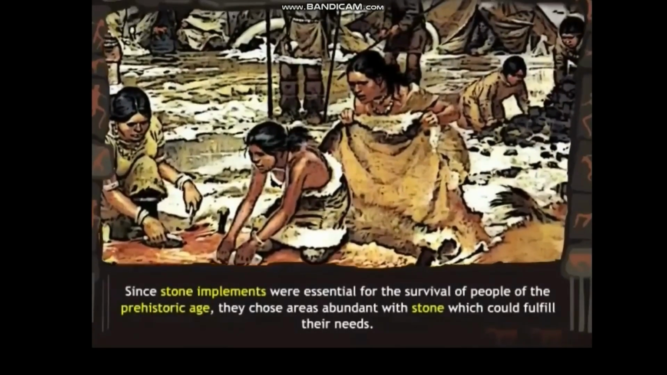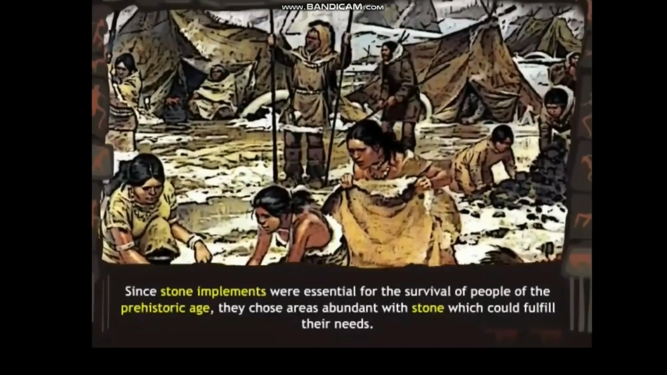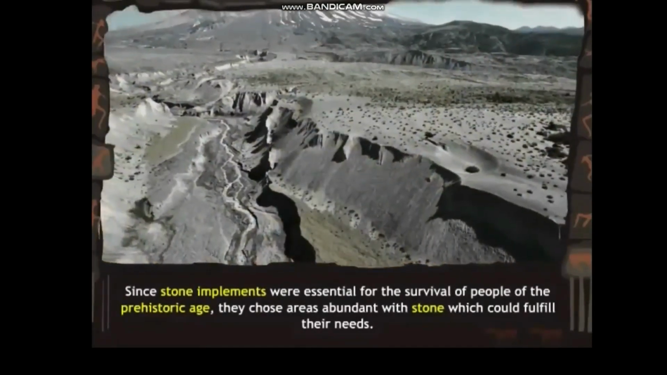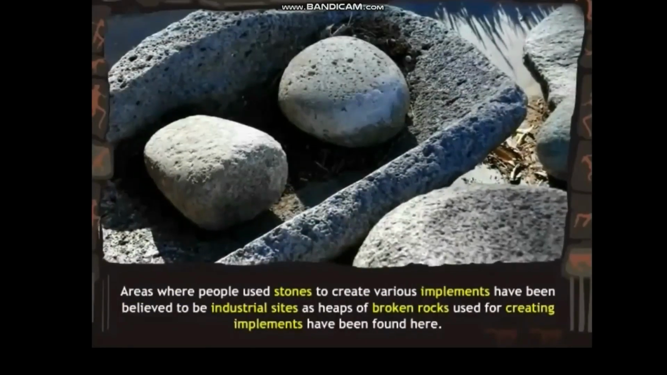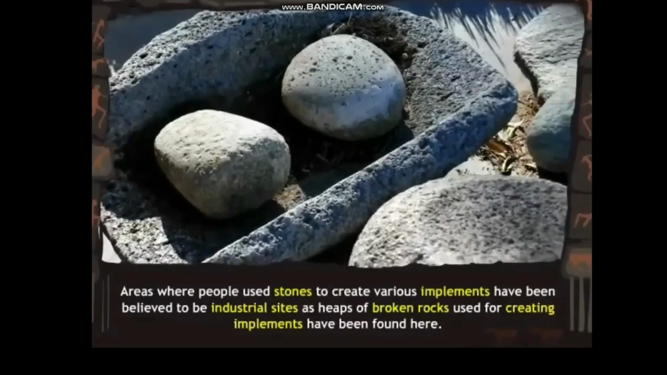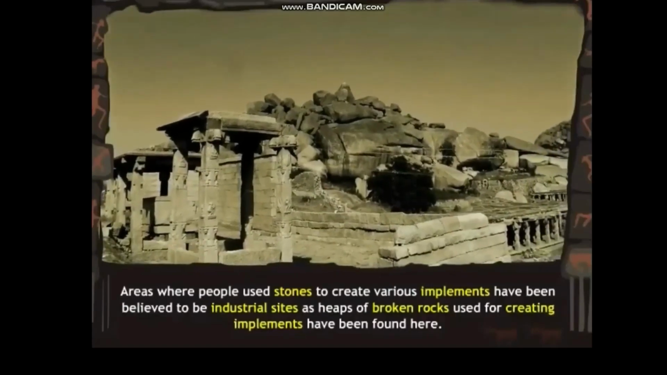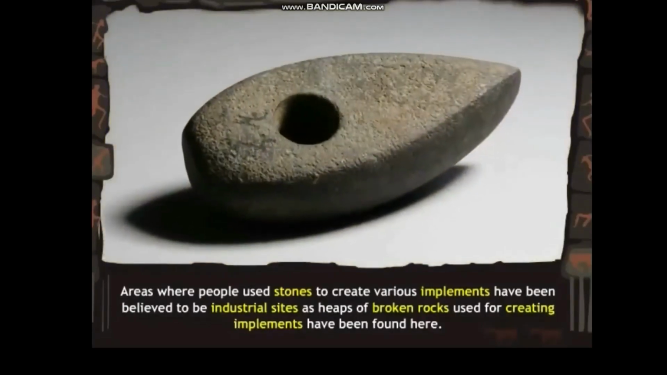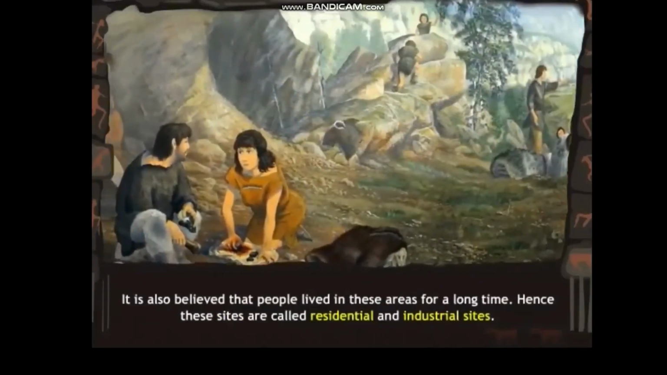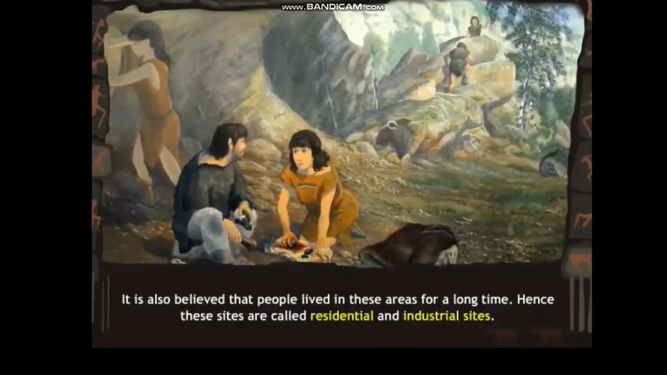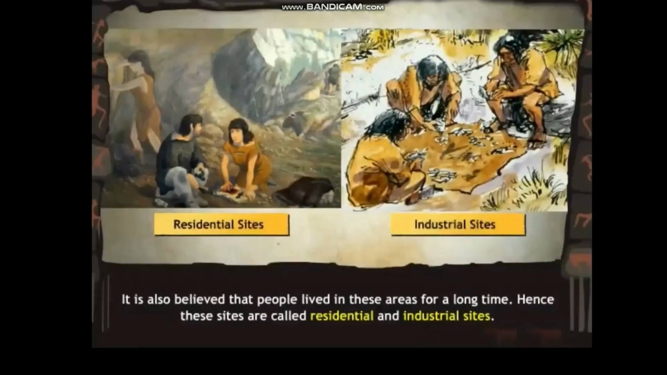Since stone implements were essential for the survival of people of the prehistoric age, they chose areas abundant with stone which could fulfill their needs. Areas where people used stones to create various implements have been believed to be industrial sites, as heaps of broken rocks used for creating implements have been found here. It is also believed that people lived in these areas for a long time. Hence, these sites are called residential and industrial sites.